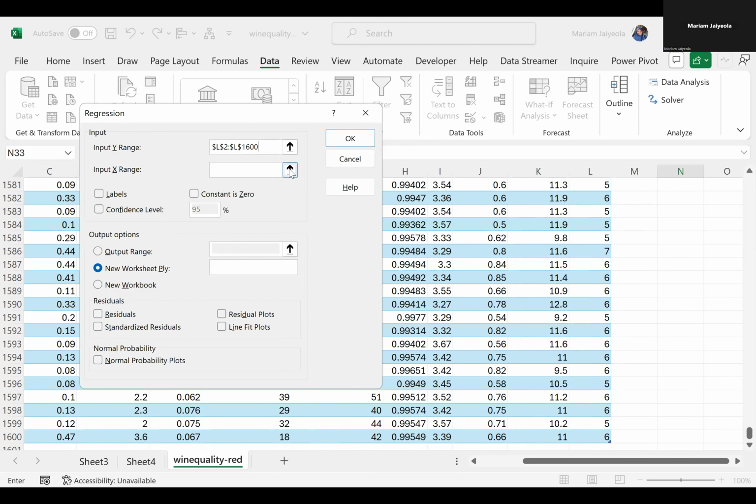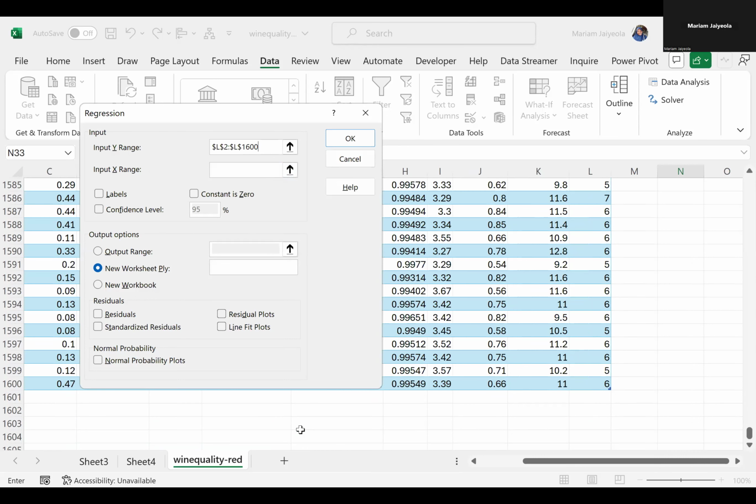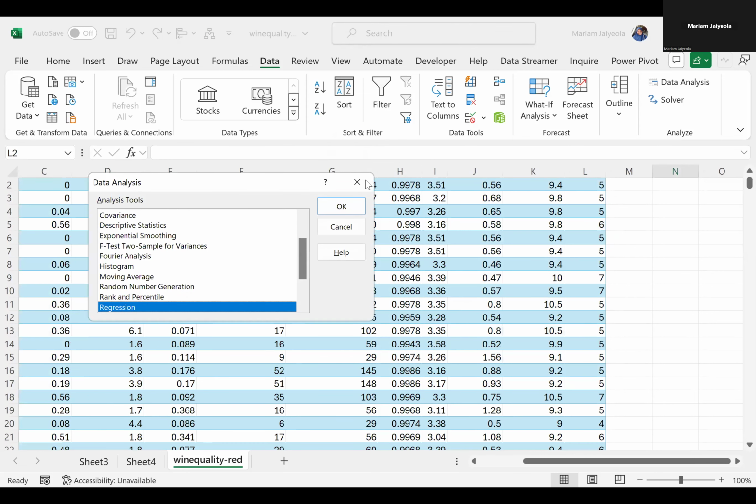for the x range, let me look at my correlation variables. I want to choose the variable that is highly associated. Let me close this window first. I want to do a simple linear regression first before we do the multiple.